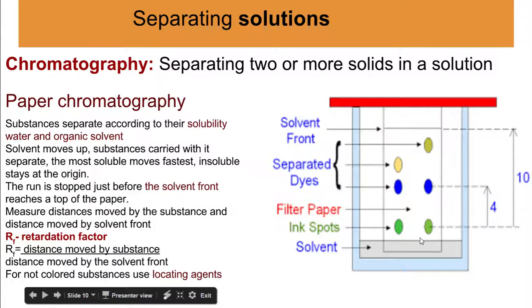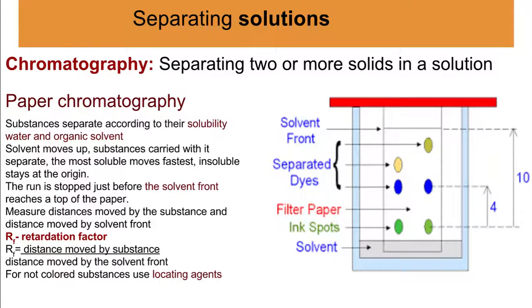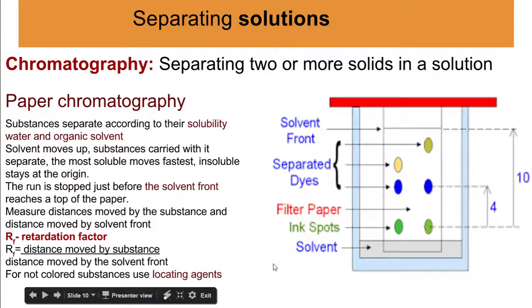Now, the distance moved by the substance divided by the distance of the solvent front will give the retardation factor. And this retardation factor is specific for a certain substance, and this value is used to identify different substances. When we have ink and colored substances, it's easy because we see the color, but sometimes, like when we work with amino acids and test them, they don't have colors, we don't see them, and in this situation we use locating agents.